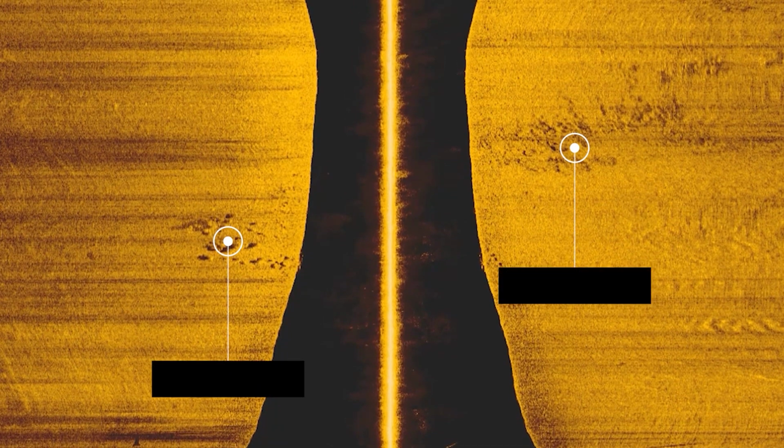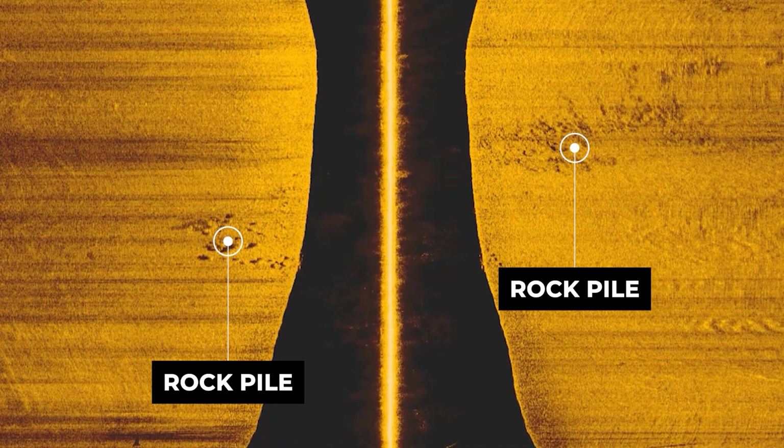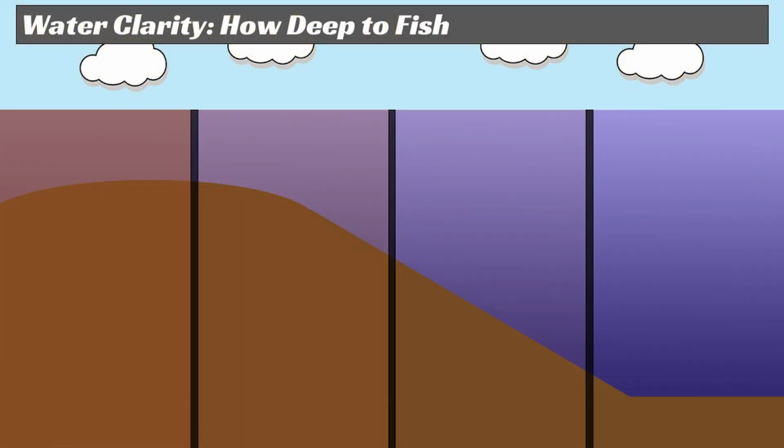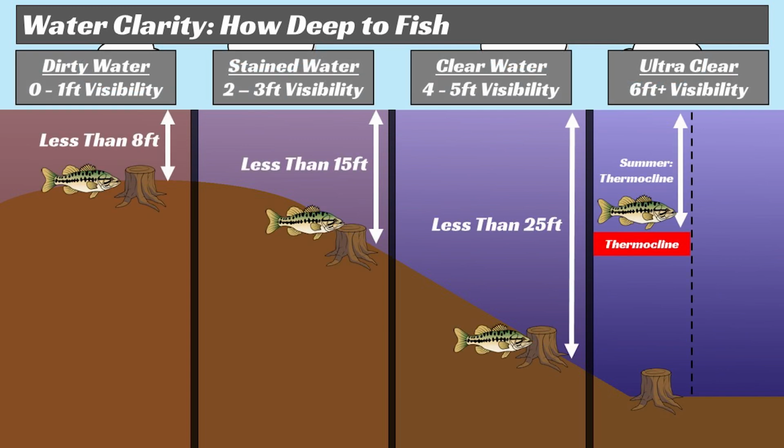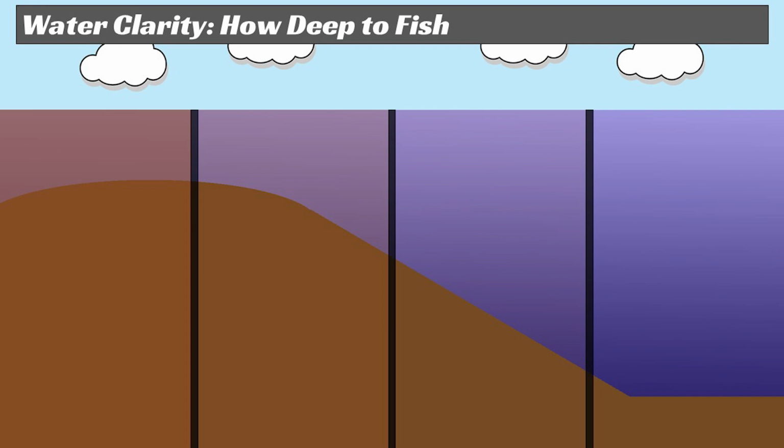Through my own personal experience fishing offshore and spending thousands of hours fishing offshore areas, I've developed a basic rule of thumb using water clarity to determine how deep you should be fishing if you can't see the bait fish on your fish finder. The rule of thumb is all based on how far you can see into the water.